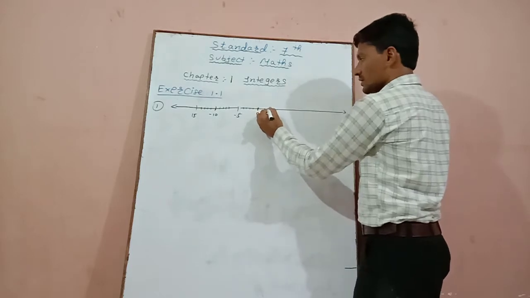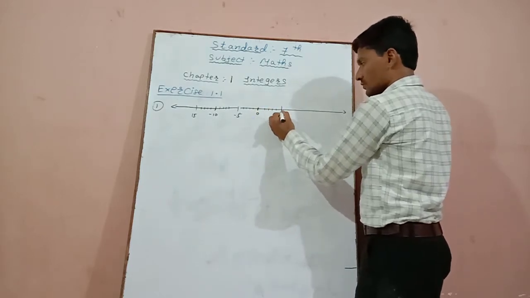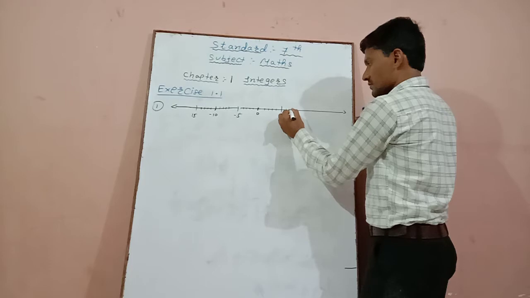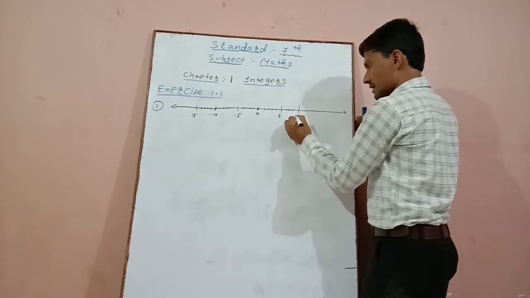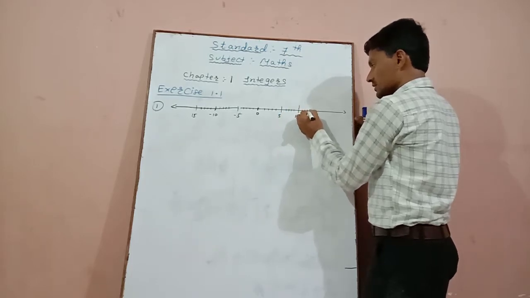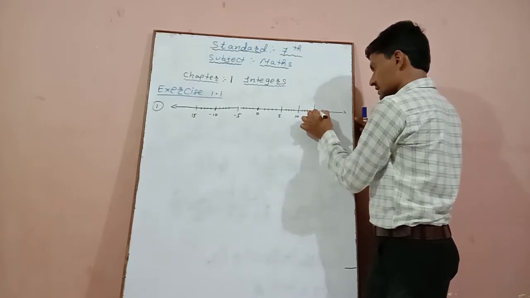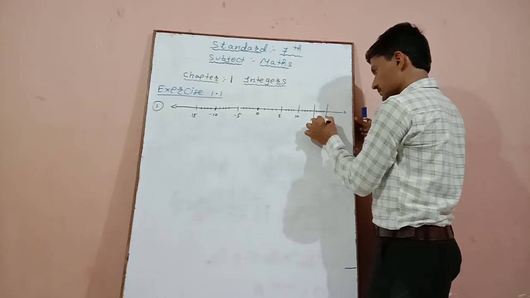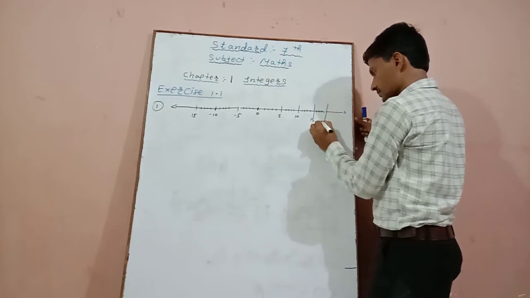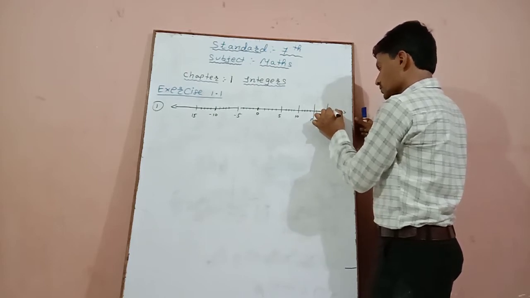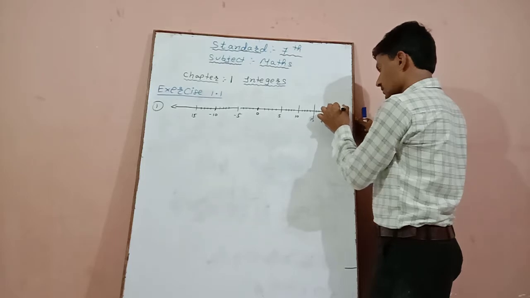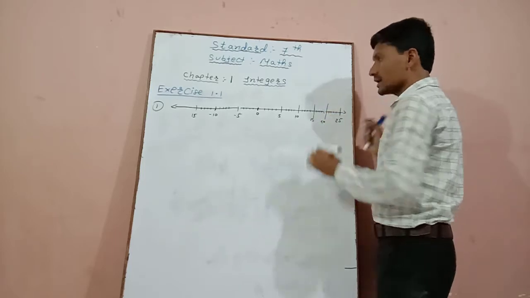Now 1, 2, 3, 4, 5, 6, 7, 8, 9, 10, 11, 12, 13, 14, 15, 16, 17, 18, 19, 20, 21, 22, 23, 24 and 25. This is a number line.